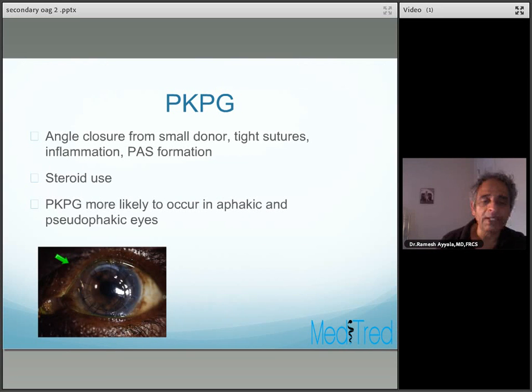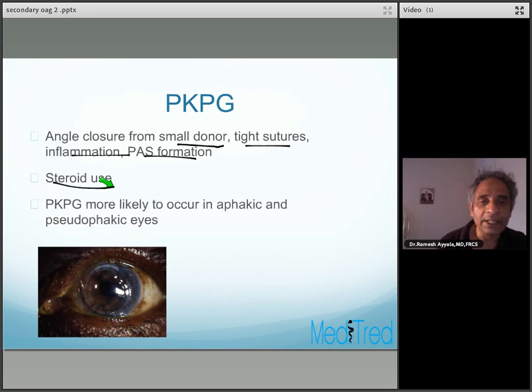Penetrating keratoplasty: the most common cause for patients to lose their vision following penetrating keratoplasty is undiagnosed or misdiagnosed glaucoma. The glaucoma is usually a result of mechanical problems. The angle collapses from a combination of trabecular meshwork distortion from a small donor, tight sutures, inflammation, peripheral anterior synechiae, steroid use, etc.